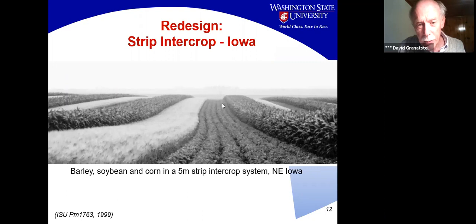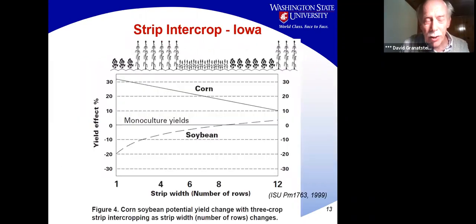So we divide our fields into these narrow strips, and in this case, they have 3 different crops: the barley, the soybeans, and the corn. This is a fairly substantial change in the way that farmers farm in Iowa. The reason it was of interest is that they figured out that light limitation was a big factor. If we start to grow corn in wider and wider rows, the corn in the middle becomes light limited and we have significant yield reductions. But if you can stick with 6 rows of corn, you don't have that.